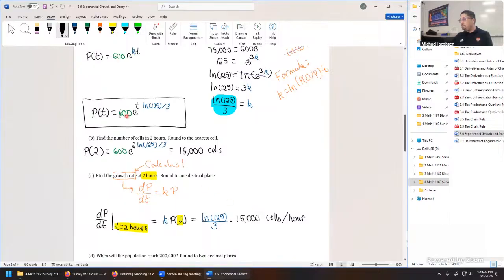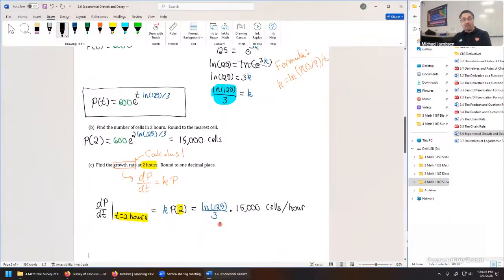And eventually this model is going to fail. It can't grow exponentially forever. Eventually it's going to run out of space, run out of nutrients. But if the model is accurate at the 2 hour mark, the derivative will be as well. So it's another calculator operation, but any questions on just putting it down on paper here?